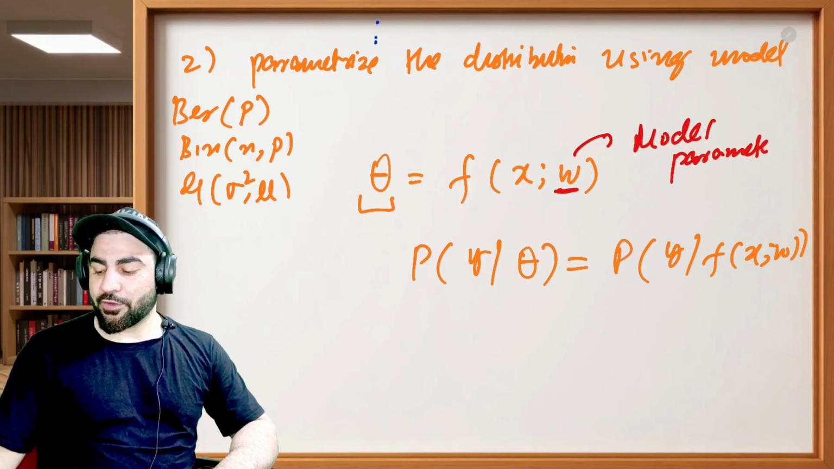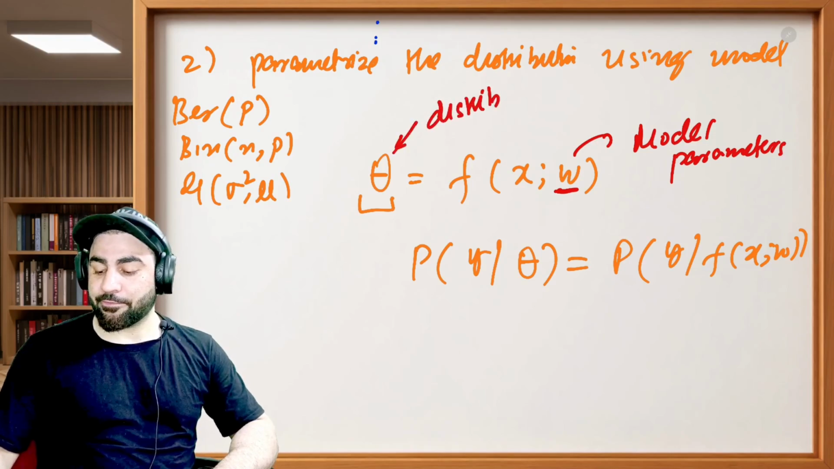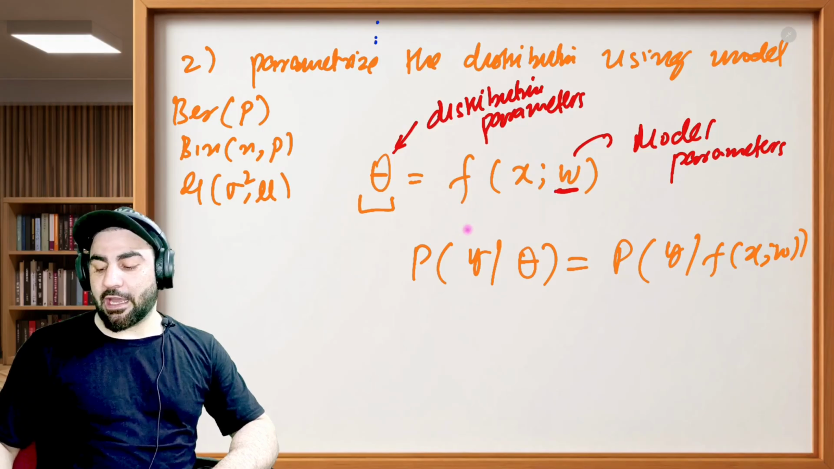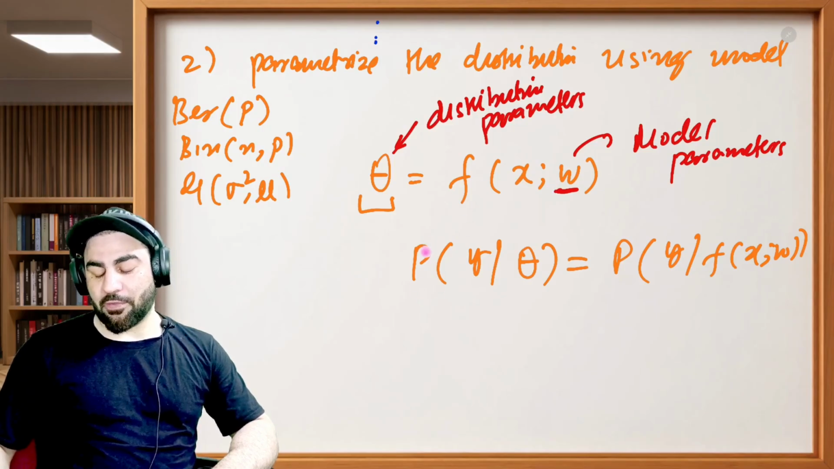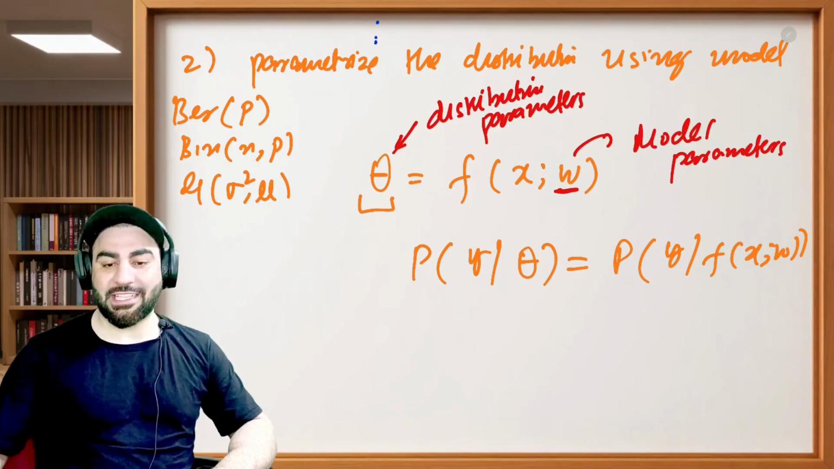You might confuse between these parameters, so I will explicitly write: these are distribution parameters, and these are model parameters. And now you have to find this probability for y given theta, and you have to come up with these. This is the second step.